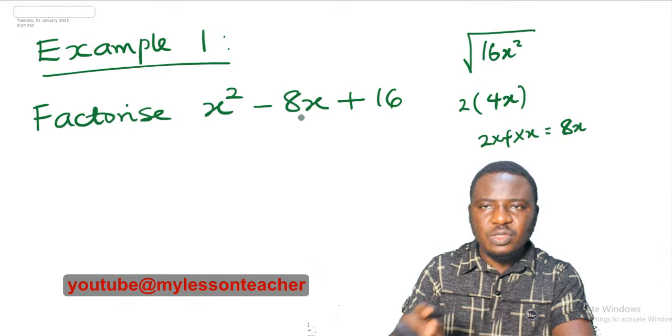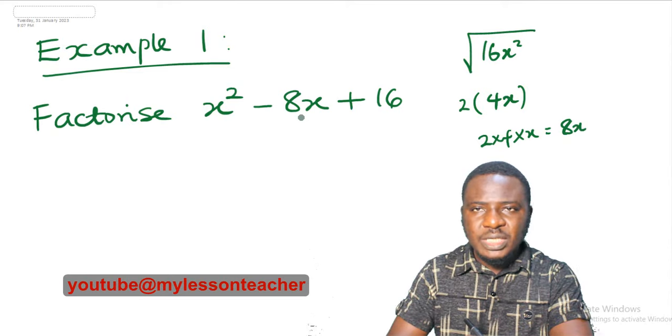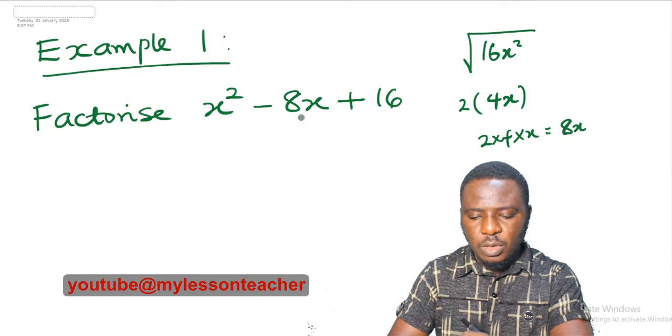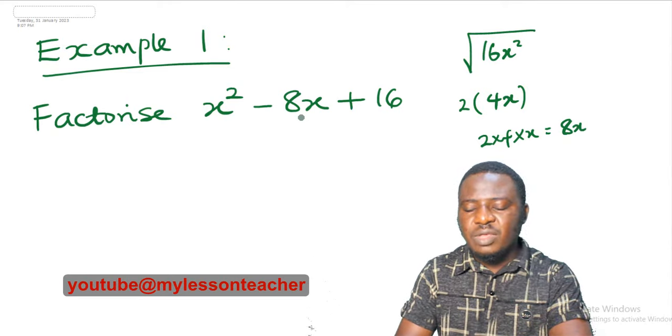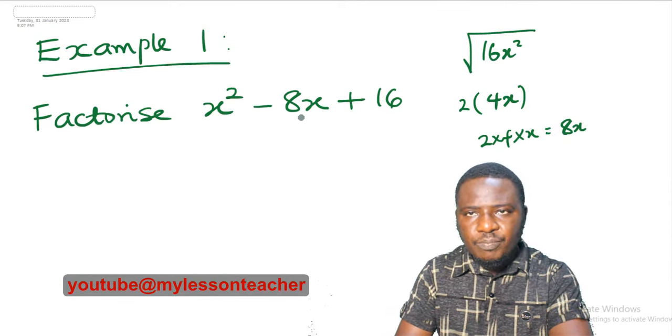So how do we factorize this? Using the factorization method, we said since this is a 3-term expression in which there is nothing in common, we have to make it a 4-term expression.